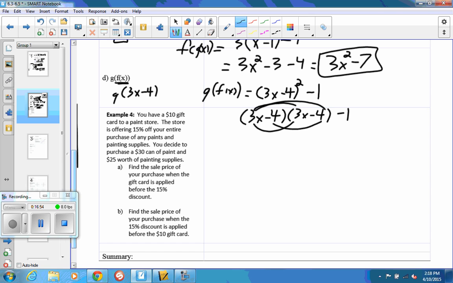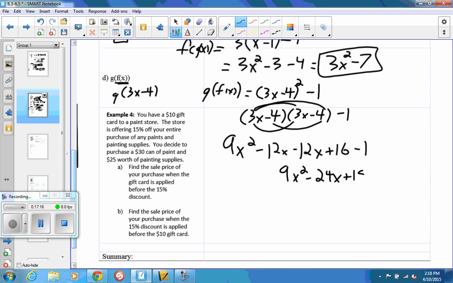So, guys, I'll have a 9x squared. I'll have two, let's see, this will be a negative 12x and a negative 12x, and a plus 16 minus 1. A lot of people forget that minus 1 on the end, right? So I have 9x squared minus 24x plus 15. That's all.